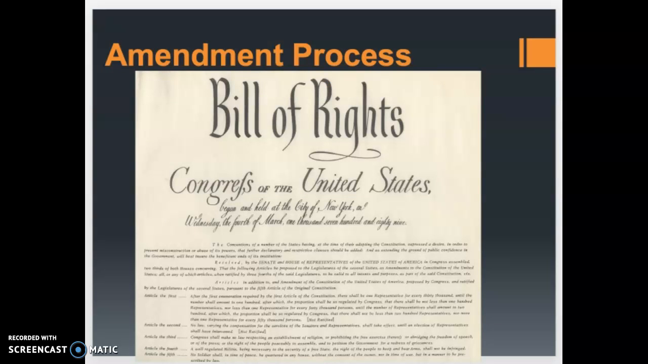The Bill of Rights are the first 10 amendments to the U.S. Constitution. As a reminder, in order to pass an amendment, you need 2/3 of the House and Senate to first vote on those amendments, and then it gets sent to the states where 3/4 of the states must ratify it in state conventions. This represents the principle of federalism.